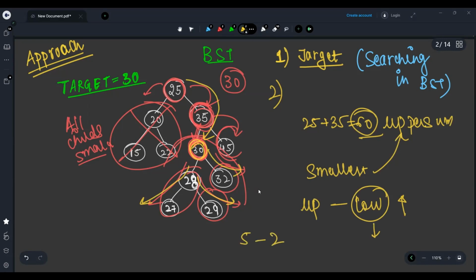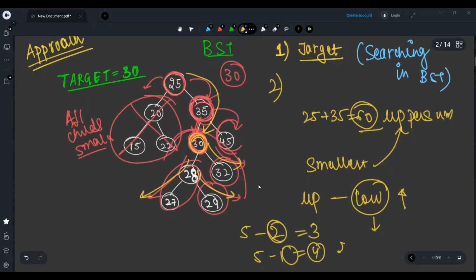Because let's say I am taking 5 minus 2. And if I decrease this to 5 minus 1, it will be 4. It is greater now because we are subtracting a smaller number. So this is the intuition for why I am subtracting the lower number.